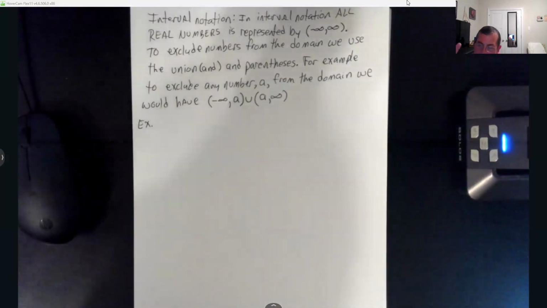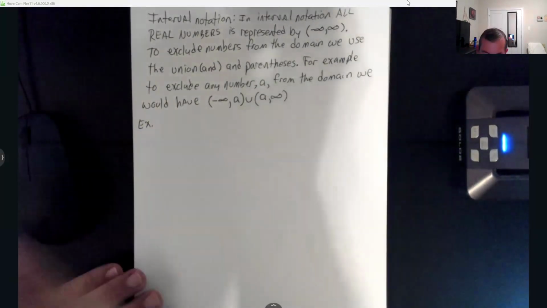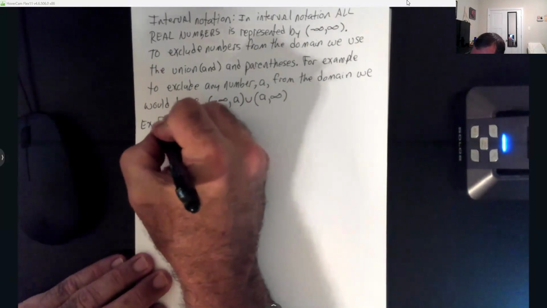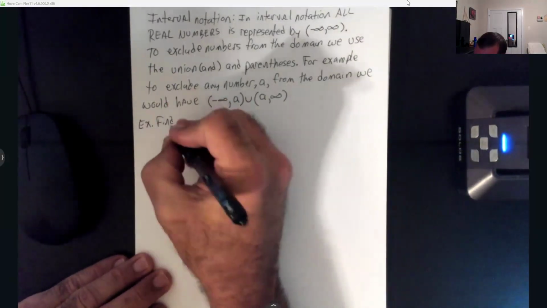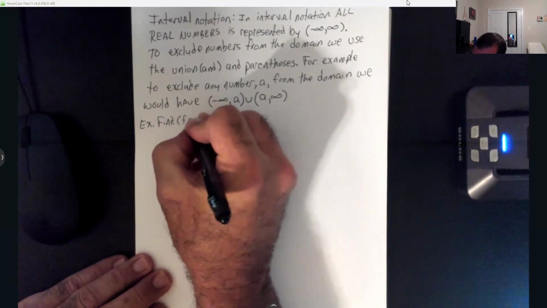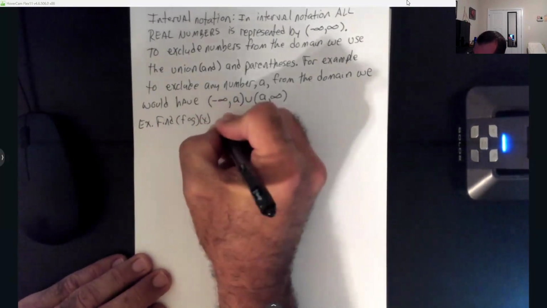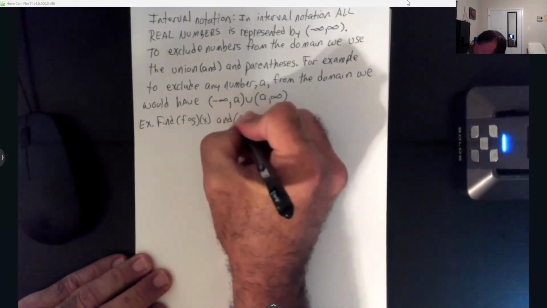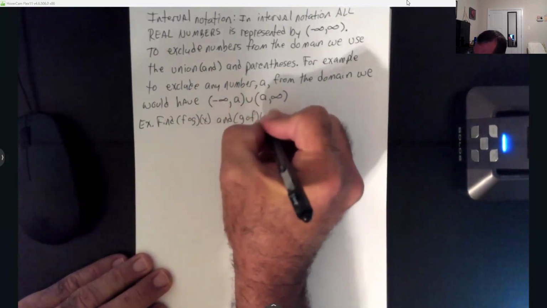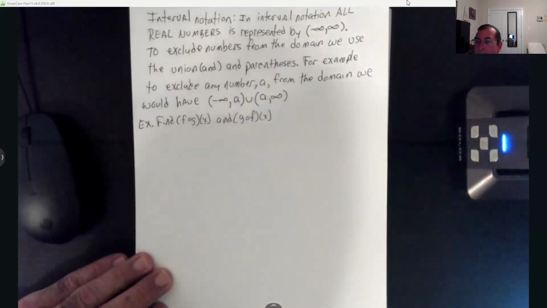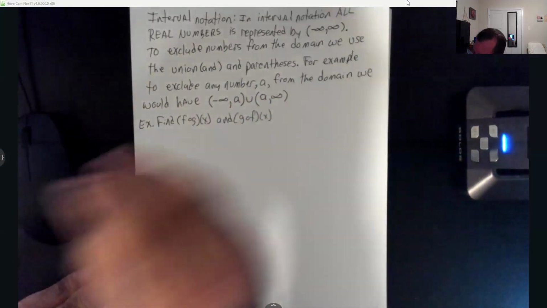Oh, you also check out these last three examples. They want us to find f of g of x and g of f of x and the domain of each.